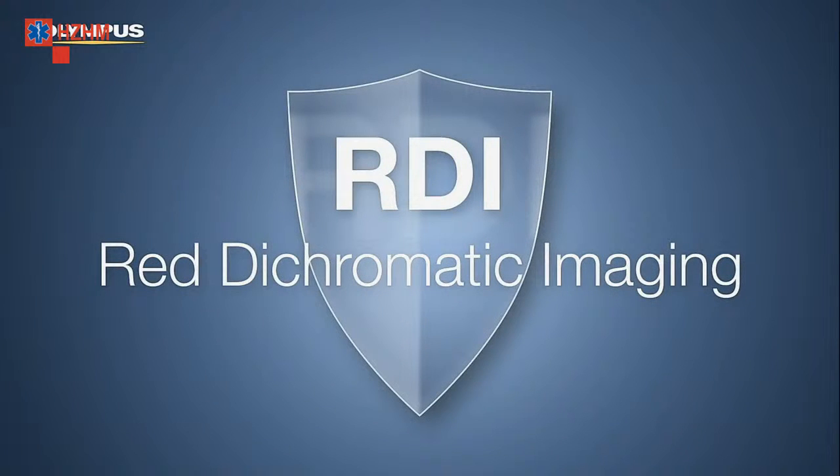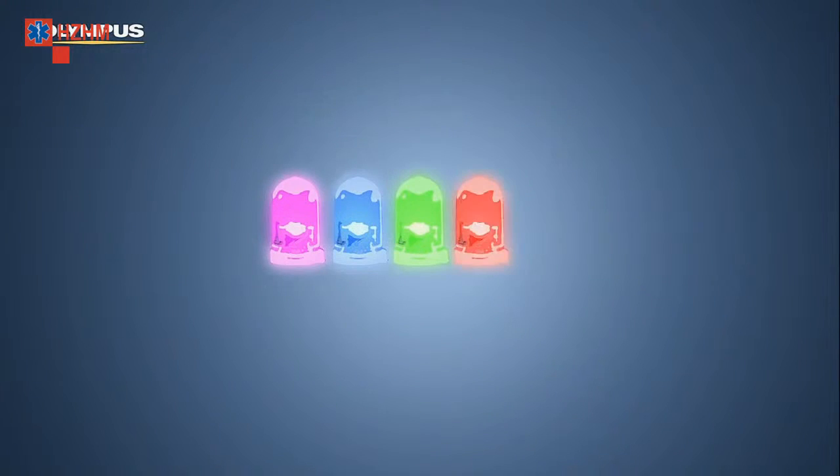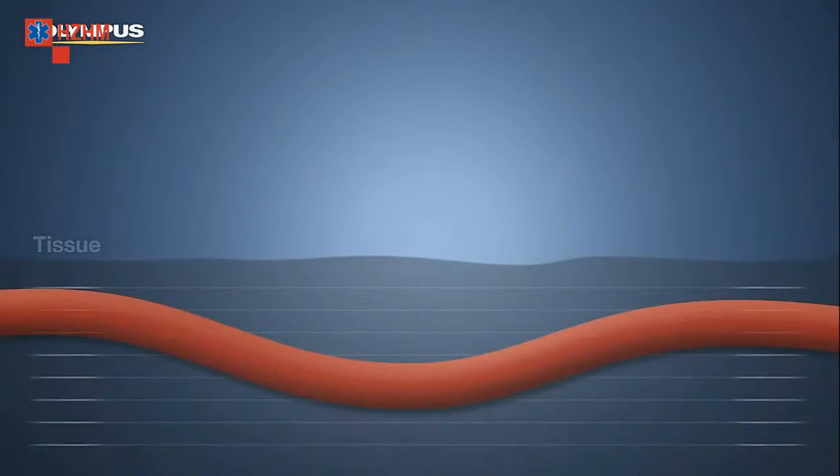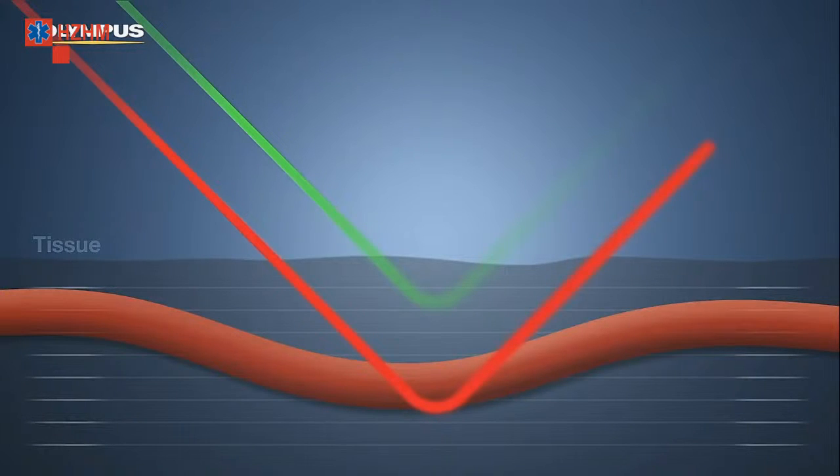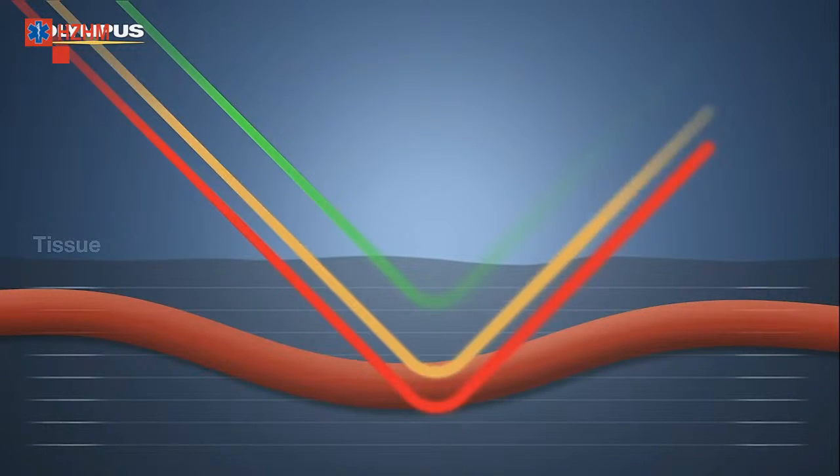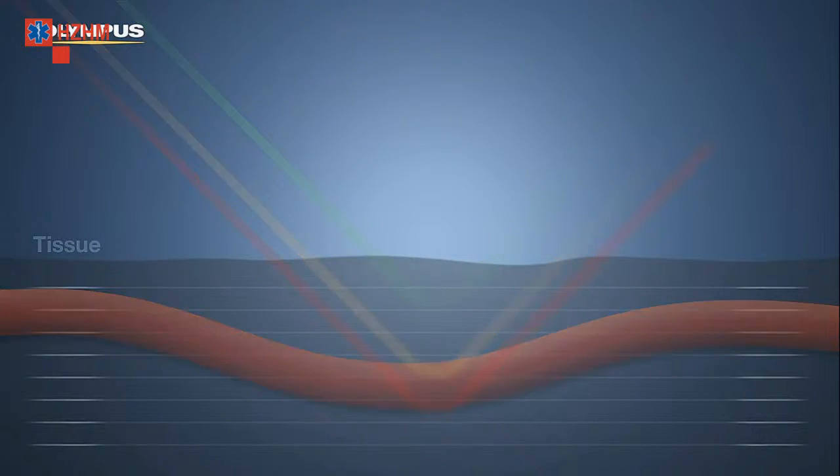RDI stands for red dichromatic imaging. RDI uses an additional amber LED. Red light penetrates deeper into the tissue compared to green light. If a deep blood vessel is present, amber light is strongly absorbed. The vessel appears darker and is therefore more visible.